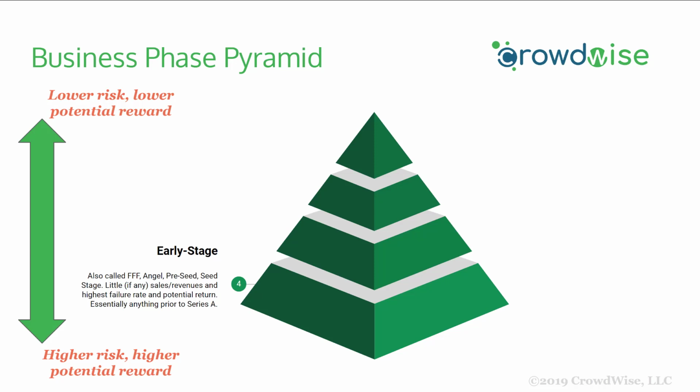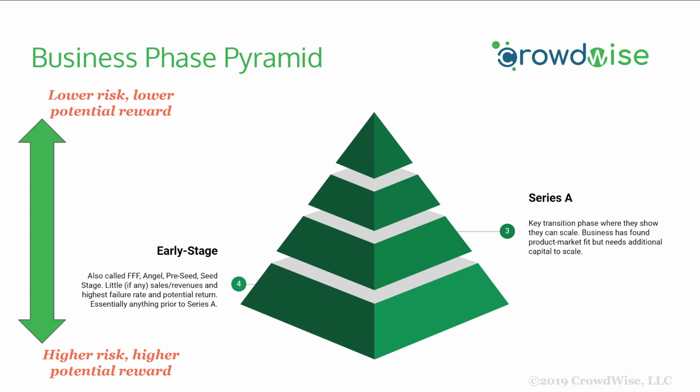The early stage phase will encompass several different funding rounds, such as FFF, Friends, Family, and Fools, Angel, Pre-Seed, and Seed stage. Typically, the companies here have little, if any, sales or revenues, and you're going to see the highest failure rates, but because of that, the highest potential returns. Early stage can essentially be discussed as anything prior to Series A.